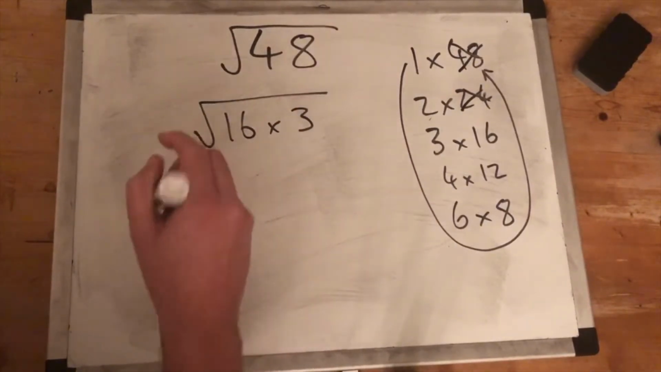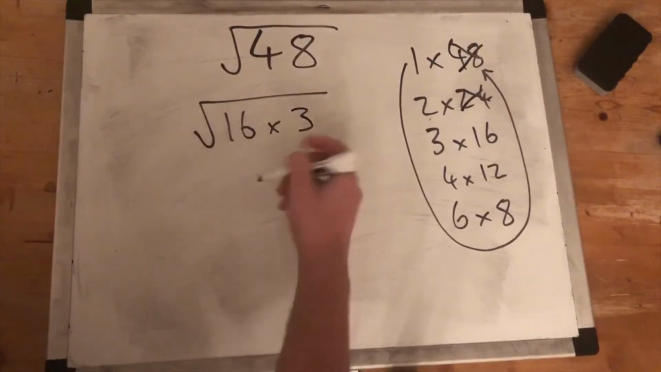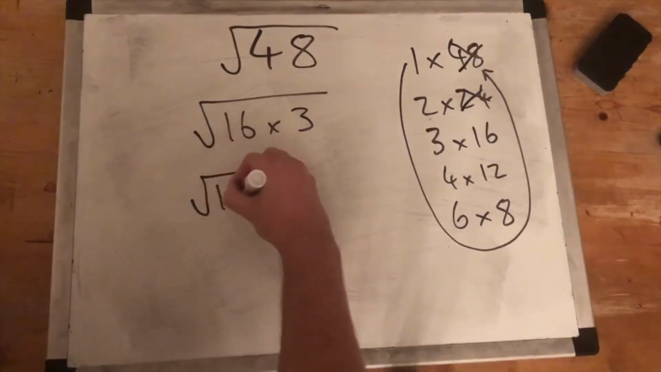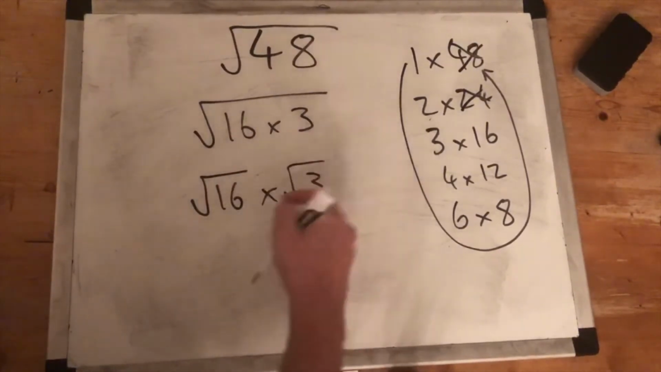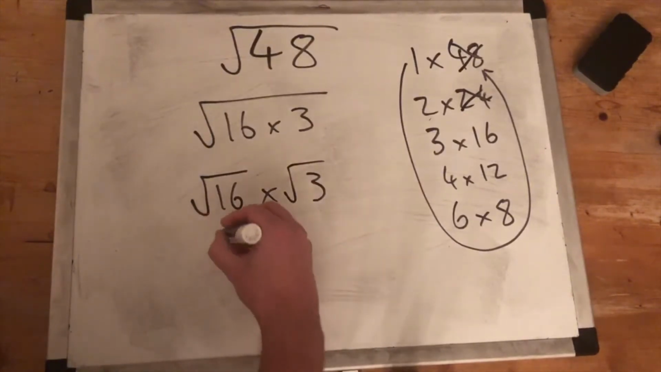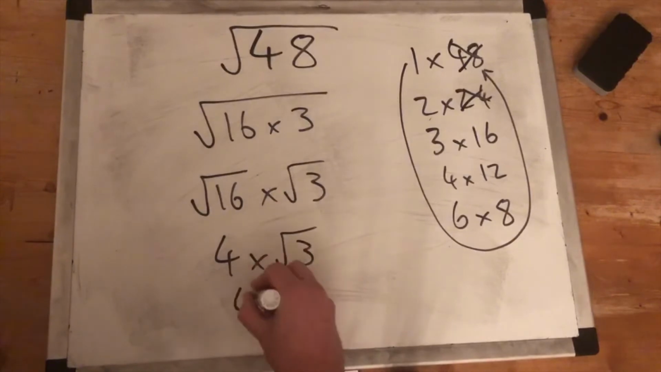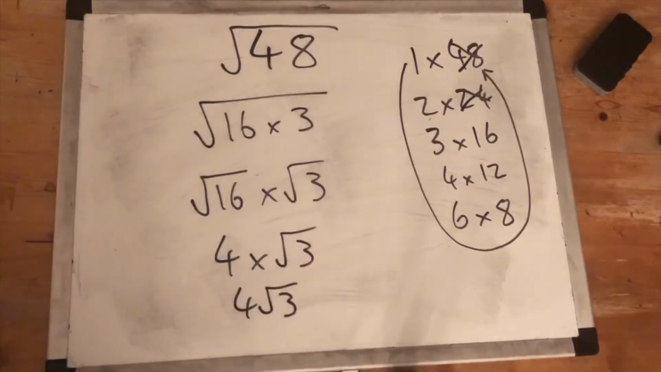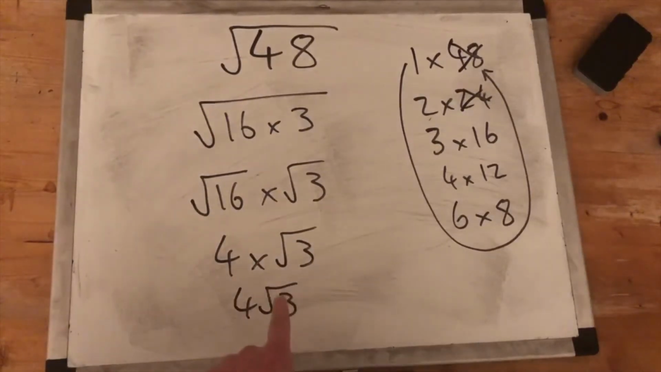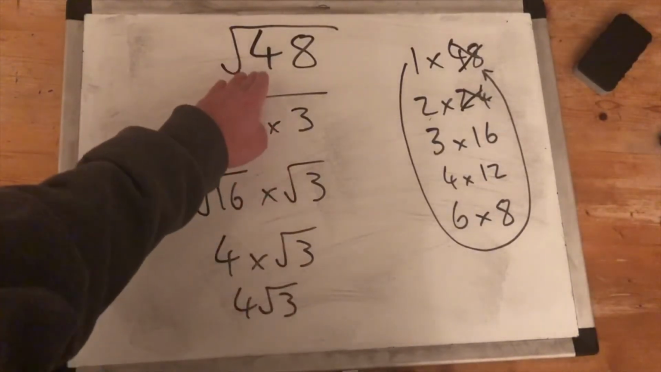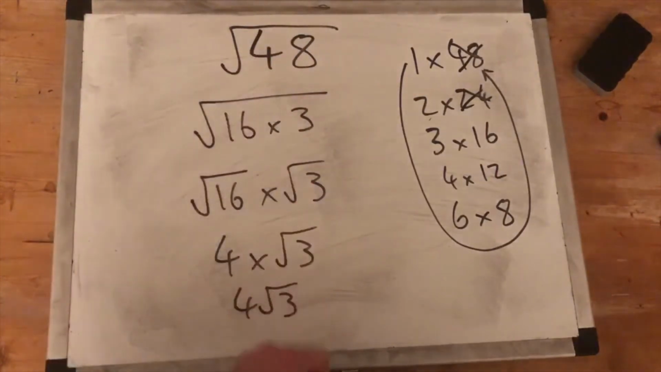Our step here, break it down. Root 16 times 3, root 16 times root 3. What's the square root of 16? 4 times root 3. 4 root 3. And we've made it simpler because the number in the square root sign is smaller. 48 a bigger number, 3 a simpler number, and so we have simplified it.